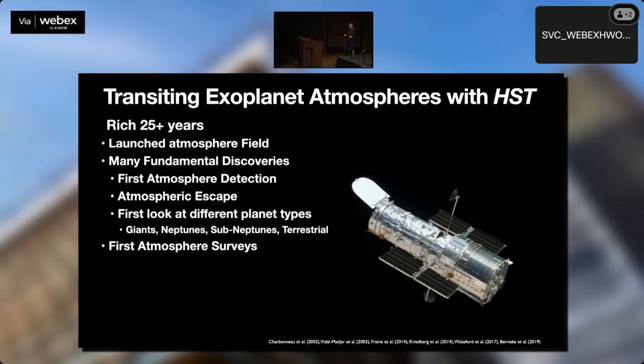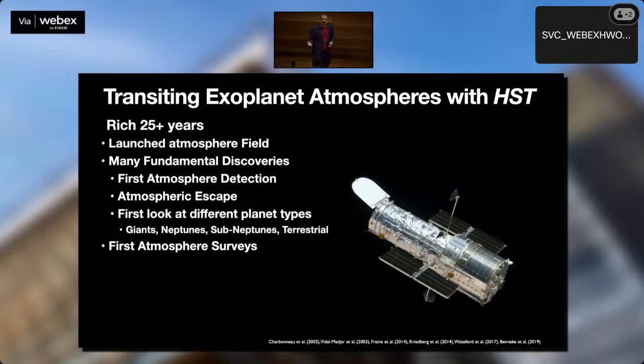So let me start with Hubble. Hubble has a very rich history of doing exoplanet atmospheres. I don't have time to get into it all, but it launched the exoplanet atmosphere field, with many fundamental discoveries such as the first atmospheric detection, the first atmospheric escape in the far ultraviolet, and our first look at different planetary types: giant planets, Neptunes, sub-Neptunes, and even starting to try to do terrestrial planets.